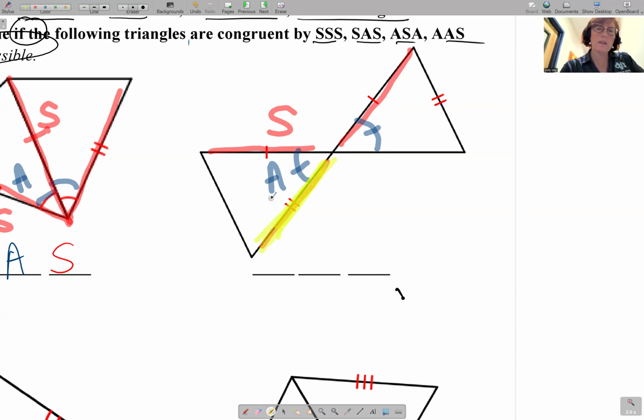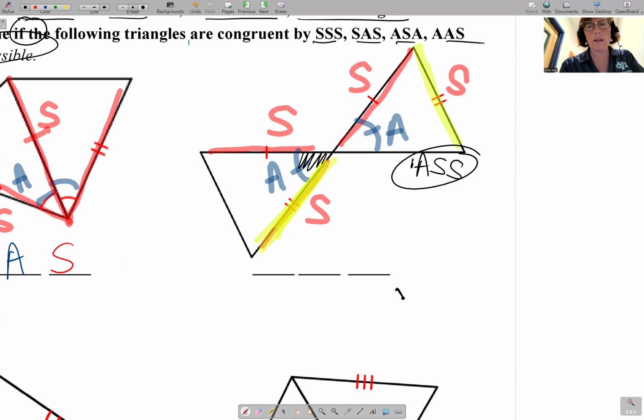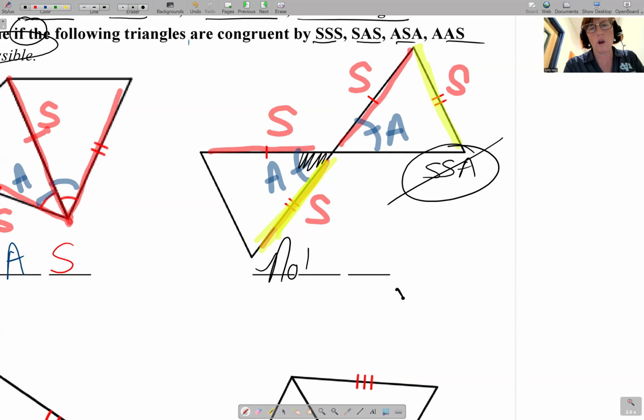Okay, this is not in the same position as that. So on the left-hand side, you've got side angle side. On the right-hand side, look carefully. This reads side side angle. Okay, side angle side, the angle's between. This one here reads side side angle. And remember, that does not work. So this one is not possible. That does not show congruency.